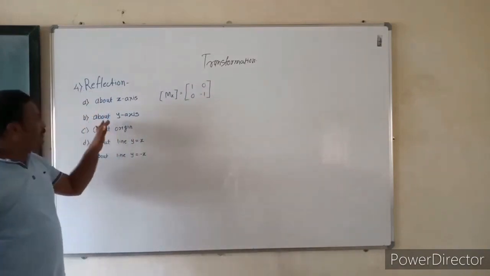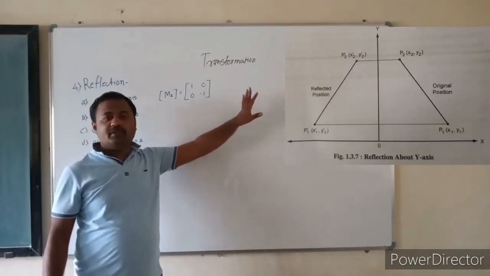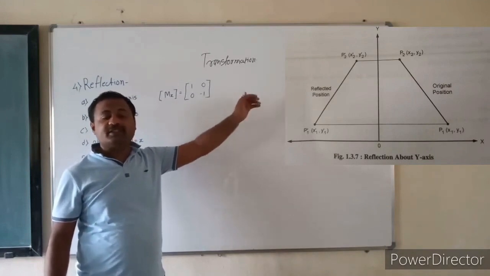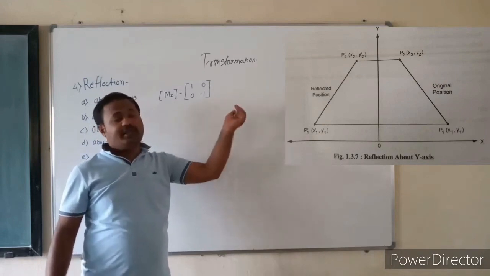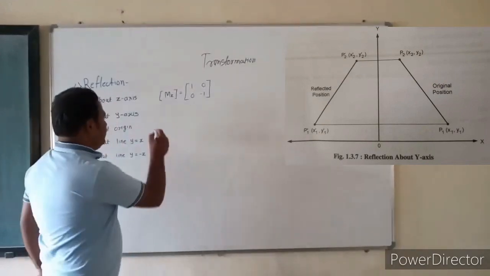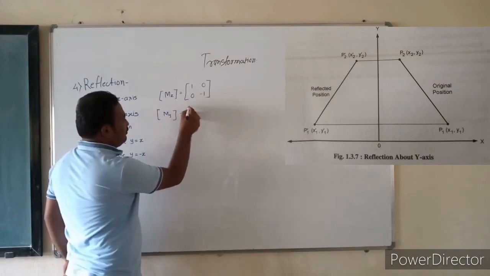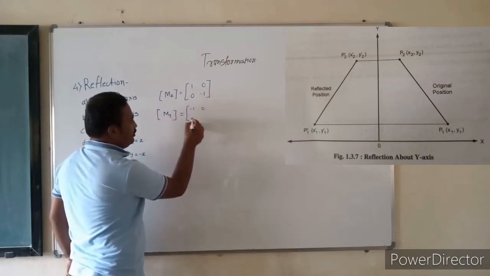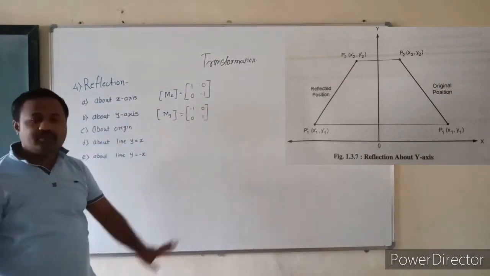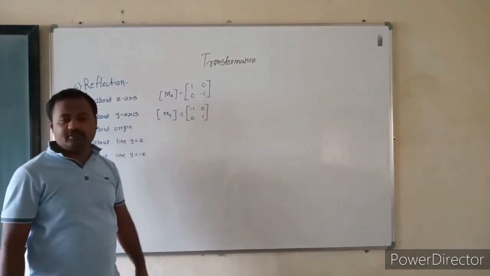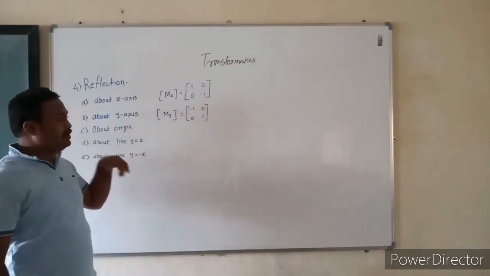Then next one, reflection about the y-axis. The diagram shows the reflection about the y-axis. Similar to reflection about the x-axis, only here reflection about the y-axis means x becomes negative. Then the matrix is minus 1 0 0 1. Reflection about the y-axis, only the x value becomes negative. The other one is the same.